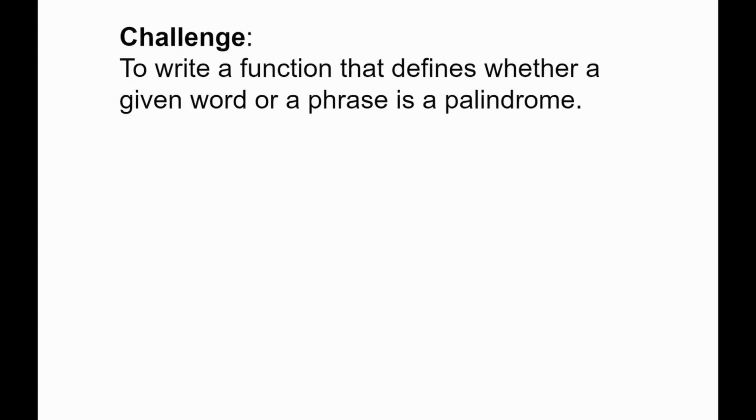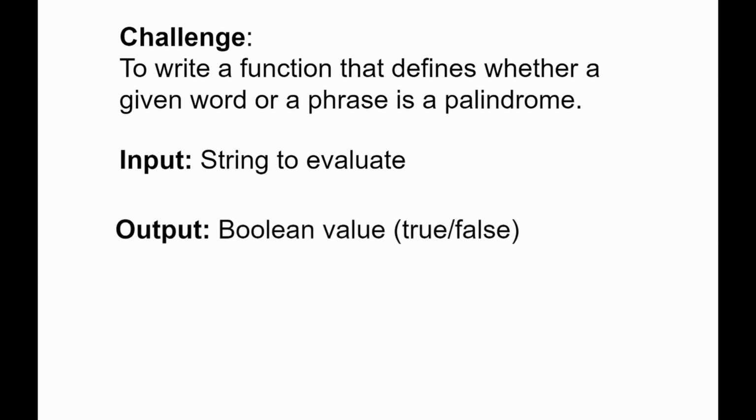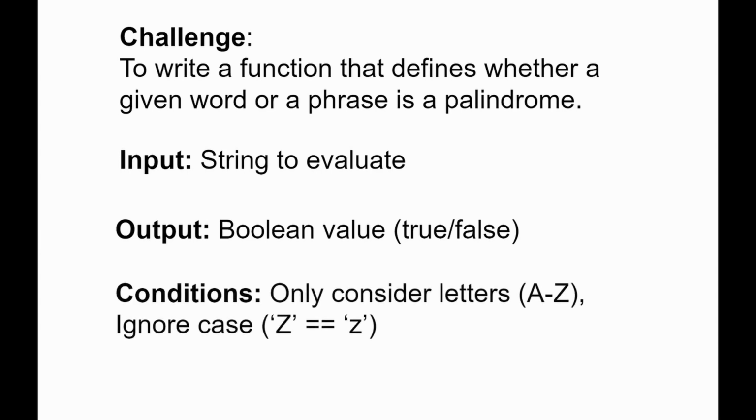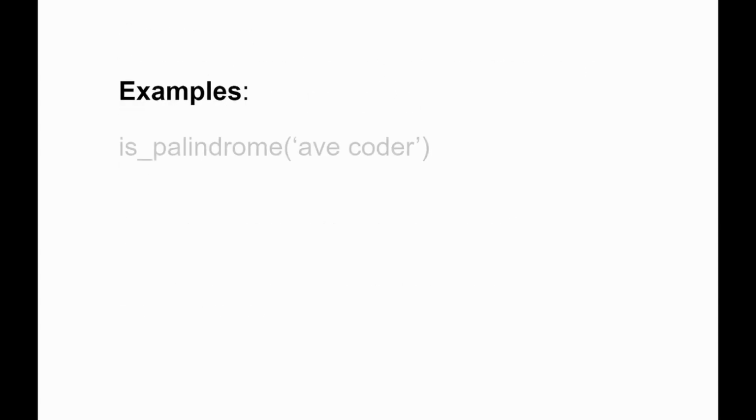Now that we know what a palindrome is, let's take a look at the challenge itself. We need to write a function that defines whether a given word or phrase is a palindrome. We're going to have a string to evaluate as the input, and as the output we're going to produce the Boolean value true for a palindrome and false for a non-palindrome string. There are several conditions: we'll only consider letters from A to Z and we'll ignore their case. So for us, capital Z and non-capital Z will be the same.